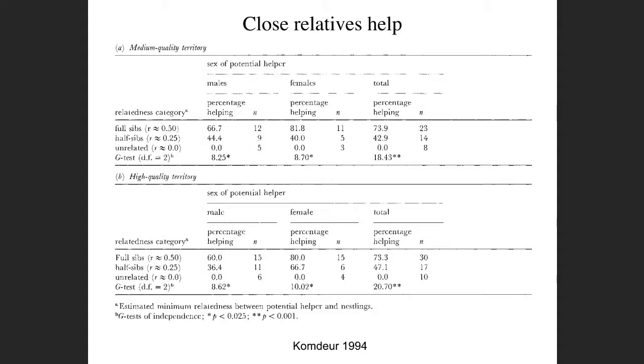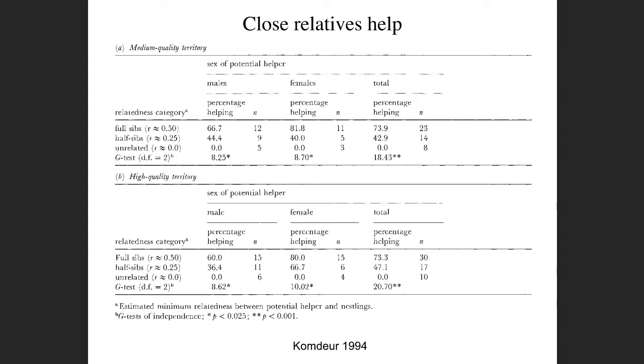Okay, the other thing to see in the Seychelles warbler is, similarly to the pied kingfisher example, most of the helpers are close relatives. Closer relatives are more likely to help than less close relatives. So if both parents are still alive at the nest, they're more likely to have one of their offspring stay as a helper than if one of the parents dies or is replaced or leaves. Now those chicks from the previous year are only half sibs and they're less likely to stay and help.